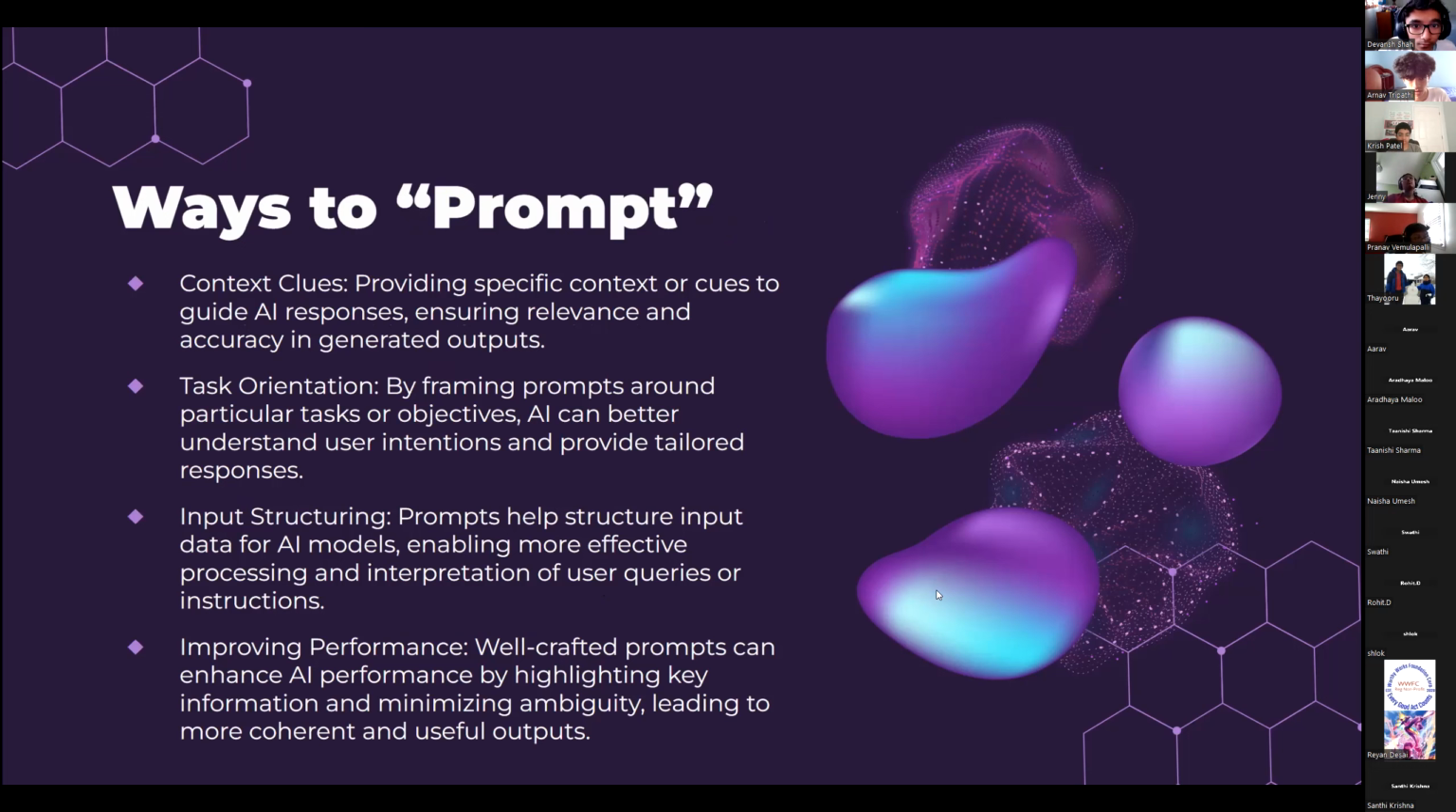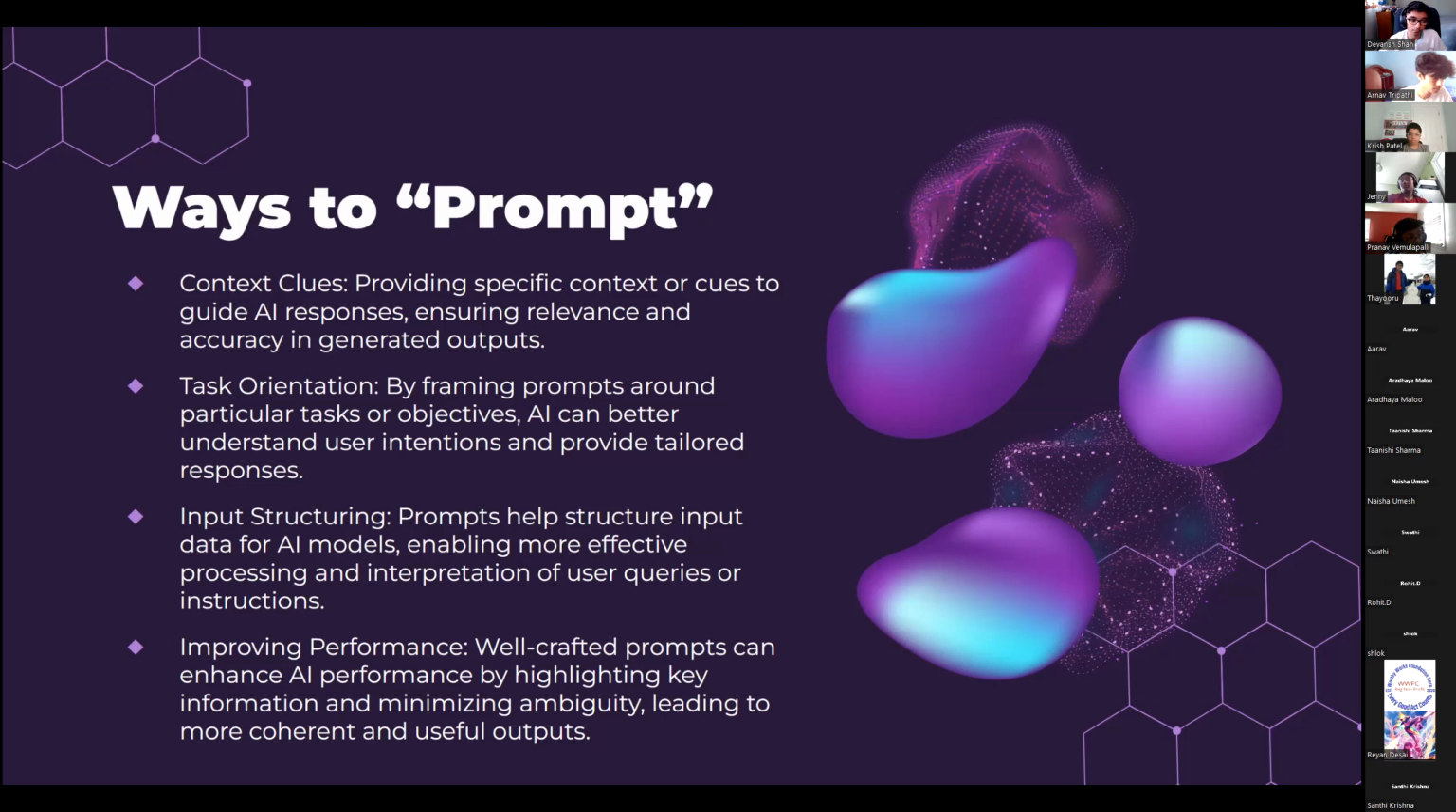These 4 ways include context clues, which are providing specific context or cues to guide AI responses, ensuring relevance and accuracy in generated outputs. So you've heard of context clues in maybe English class, where you have to look at the words around a word in a sentence to understand its definition. That same thing is used in this sense, where you give the context within your prompting to guide the AI and to make it know what you actually want it to say.